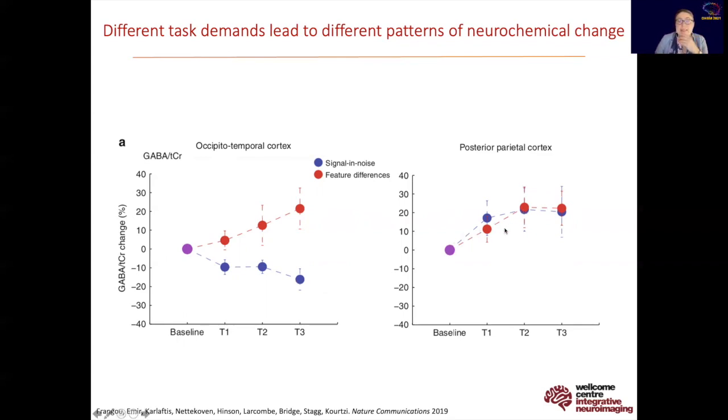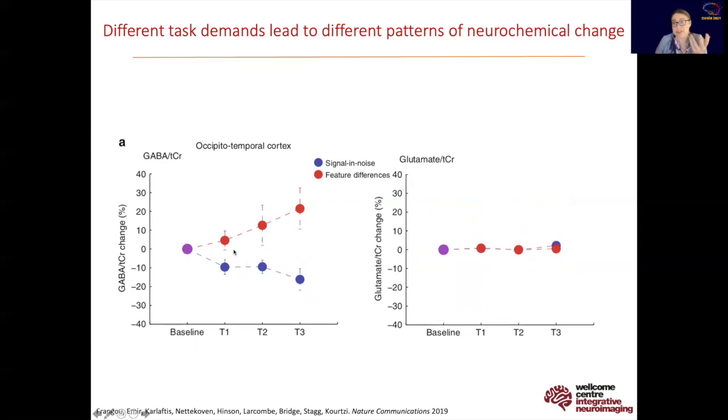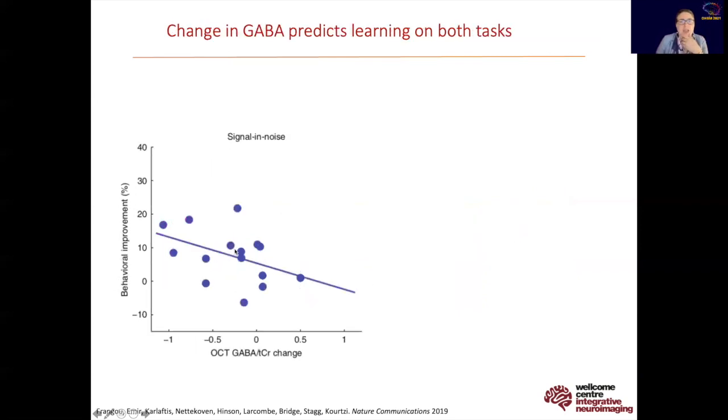We might expect to see perhaps some feature differences, but actually the thing about feature differences is you want to look at maybe increasing GABA to help that. So not sure we can draw very many conclusions from the posterior parietal cortex, but our signal and noise task, which was the task that we think is learnt in occipital temporal cortex specifically, as people learn it, we see a specific decrease in GABA in that brain region. And there's no change in glutamate as well. And we can go on.